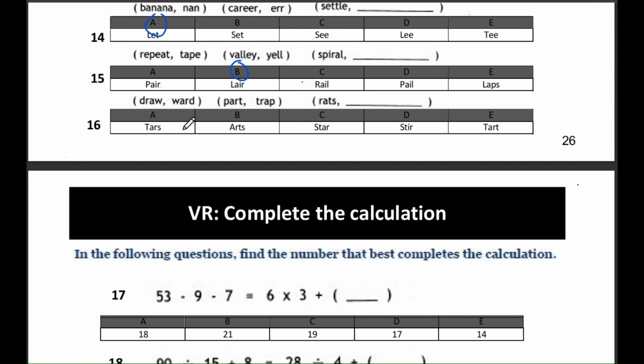Now for question number 16, we have the following. Draw, ward, part, trap, and rats, underscore, underscore, underscore. We need to find the missing word. The options are option A, tars, option B, arts, option C, star, option D, stir, and option E, tart. The correct answer here is option C, star. If you reverse or rearrange the letters in rats in the same way as the other pairs, you get star.